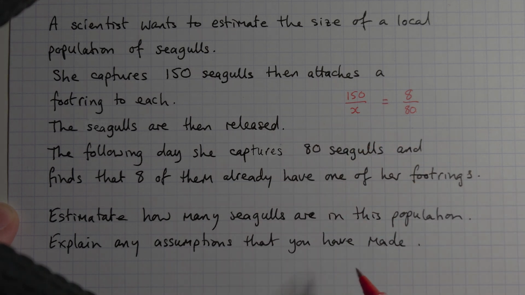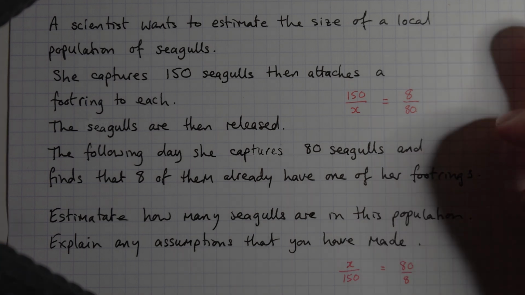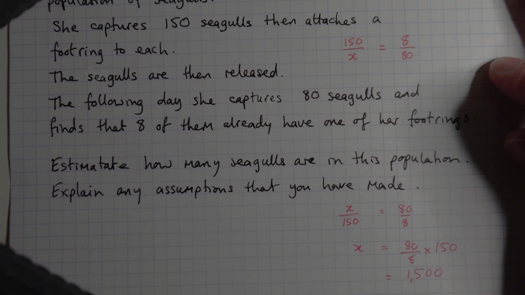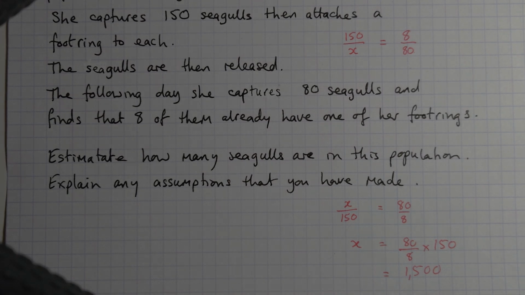I'm going to go down here now, flip the fractions over, so that is now going to be x out of 150 equals 80 over 8. And now to get x on its own, you need to undo this division by multiplying by 150. So x equals 80 over 8 times by 150. And when you type that in your calculator, it will say 1,500.